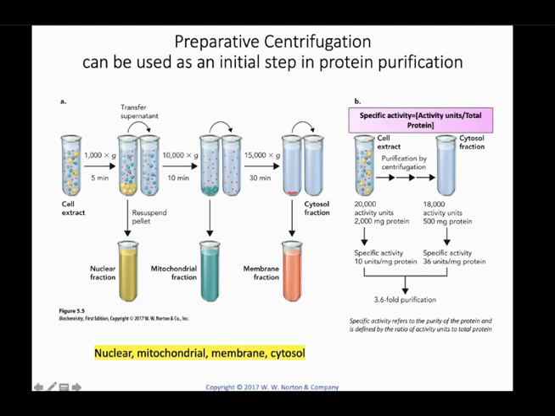So let's say you have 20,000 activity units, and at the beginning you have 2,000 milligrams of proteins. So then you centrifuge, and after all this centrifugation, it turns out that the protein that you're looking for is in the cytosol. You can see here that the milligrams are less, it's 500. So therefore, in this case, the specific activity, which is basically the activity units divided by the total protein, will give you the specific activity. In this case, you have 10 units per milligram of protein, and in this other case, you have 36.